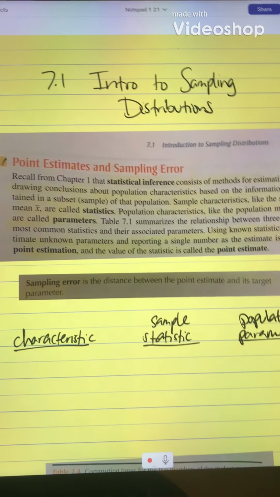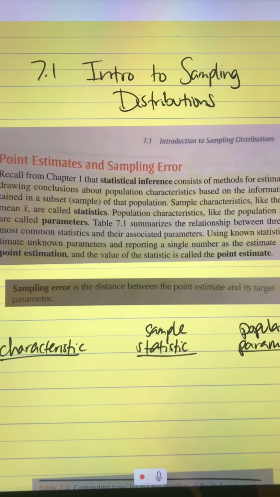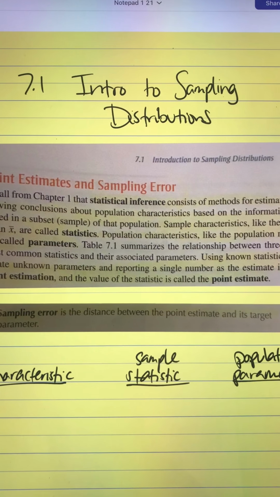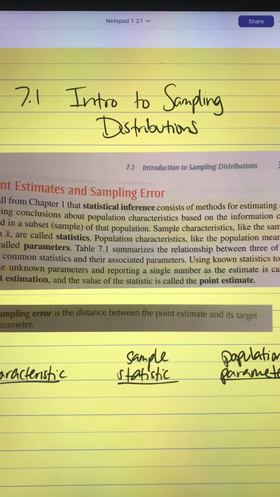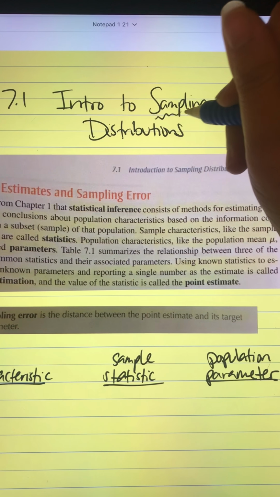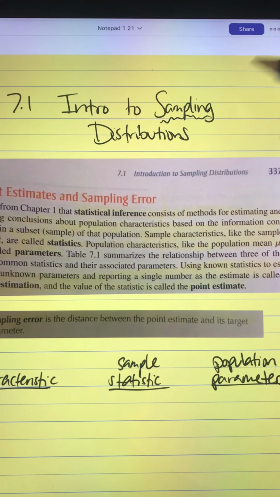Okay, welcome to Chapter 7. This is Intro to Sampling Distribution, so notice the word sampling. We haven't been talking about samples in a while, so you have to review all the terminology from back in Chapter 3. So I took some pictures of the textbook. If you don't have it with you, you're going to need to write down these vocab terms.